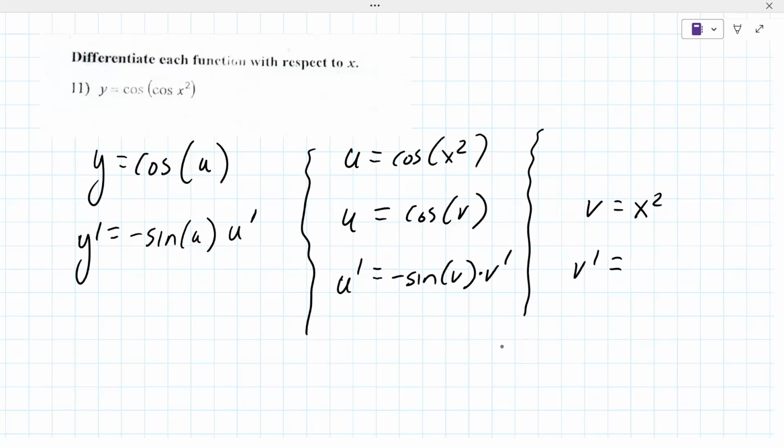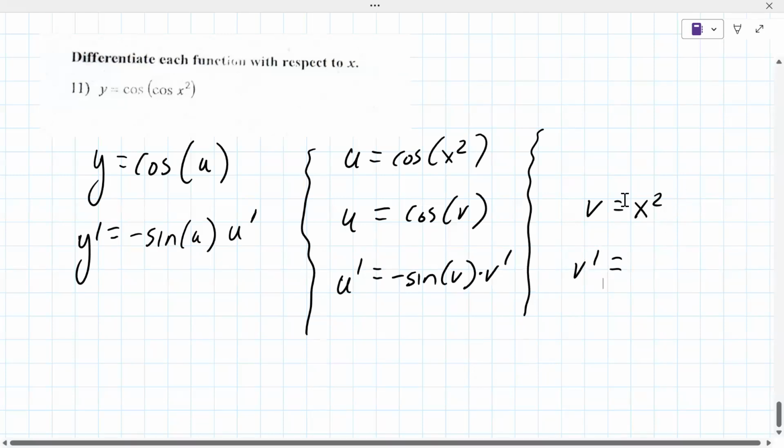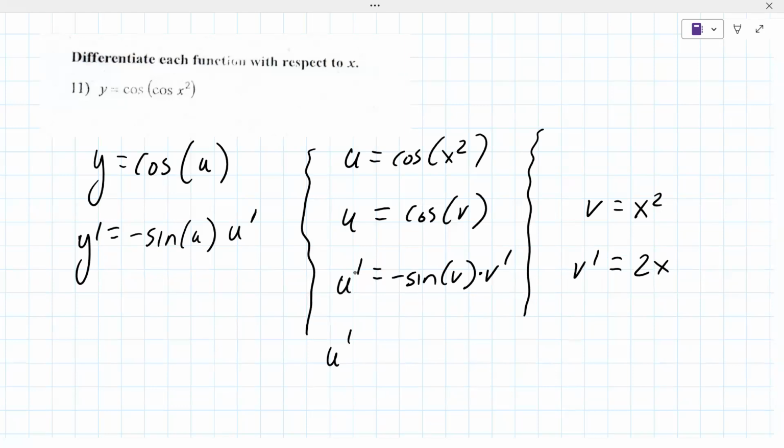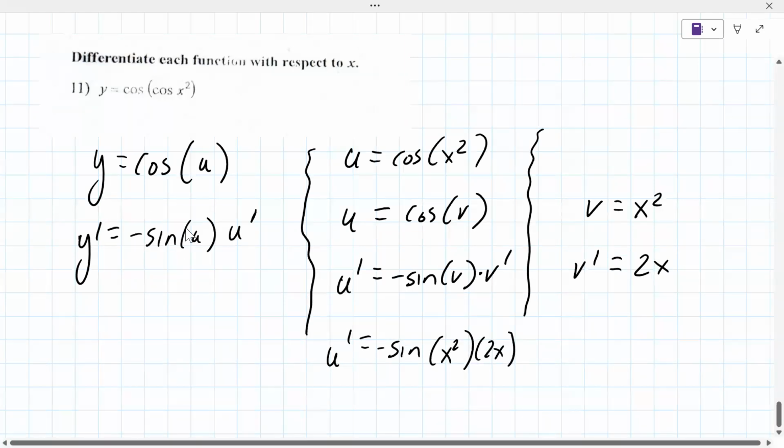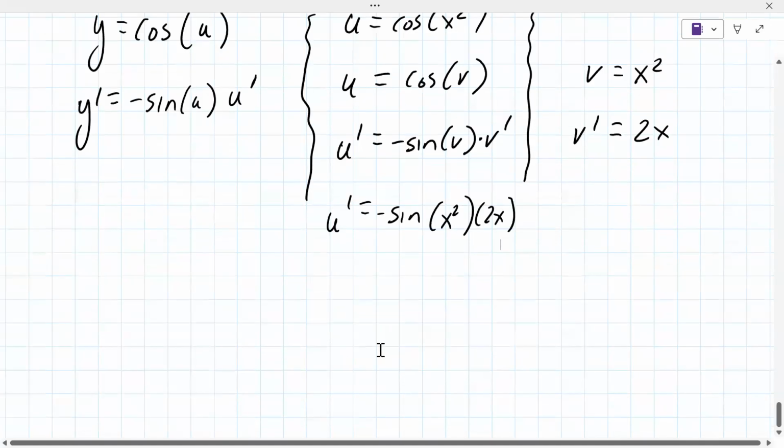So v prime is, what's the derivative of this? 2x. 2x. So now we can start to back substitute. So u prime is minus sine v. Well, what is v? V is x squared. What is v prime? It's 2x. Notice in the original, we need u and u prime. We have u and now we have u prime.